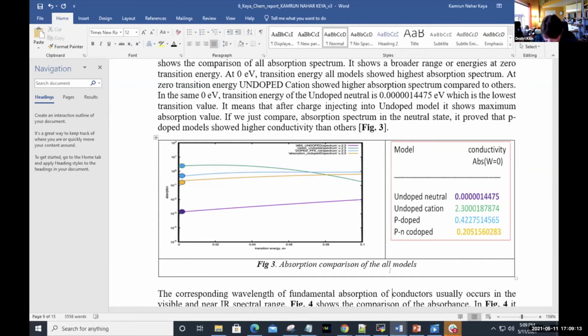Okay, can you summarize the answer? Most of the questions are higher level questions. What is absorption spectrum analysis telling us?